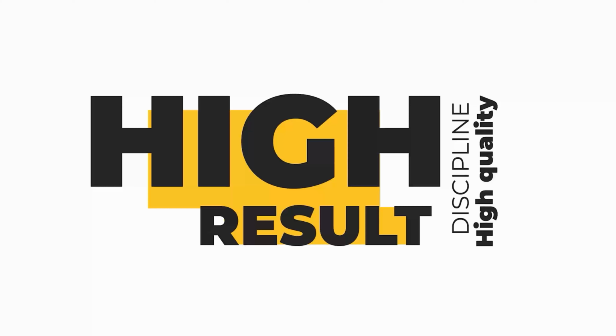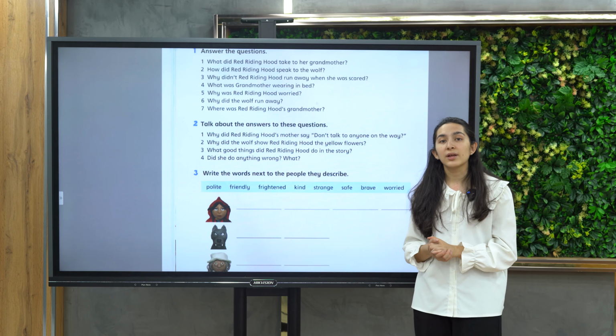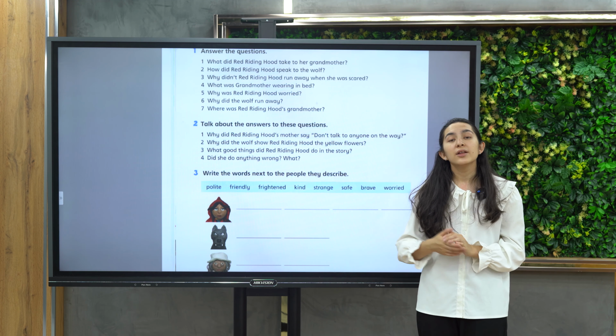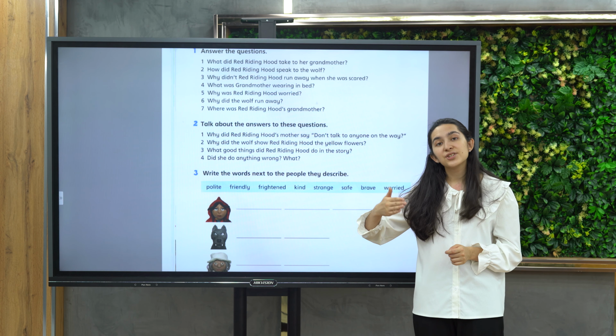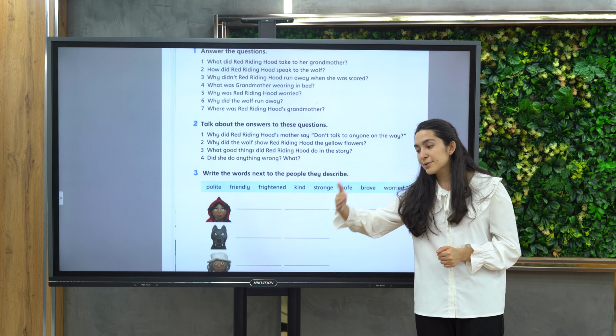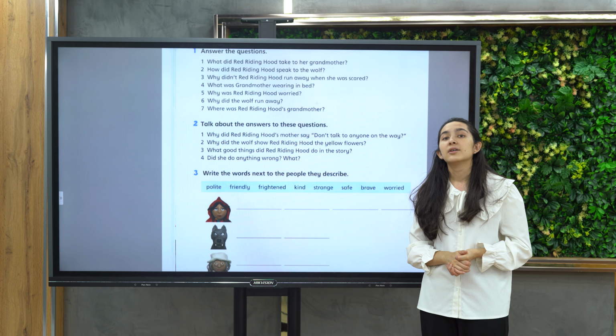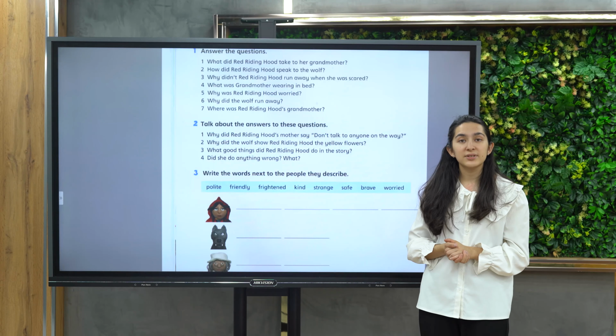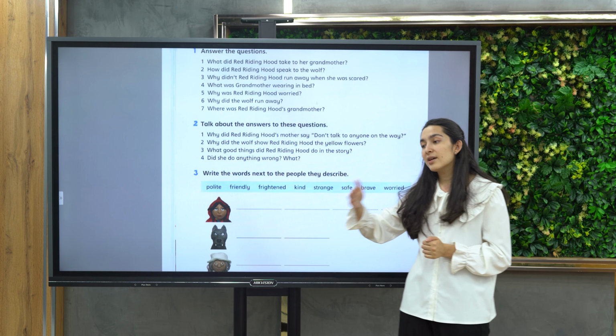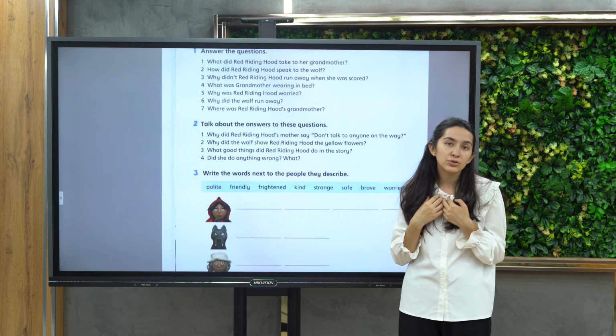And the last one, did she do anything wrong? Yes, she did something wrong, and she talked with the wolf. And also, when she talked with the wolf, she explained everything she wanted to do. And in my opinion, this is something wrong. We shouldn't tell everyone what we want to do.